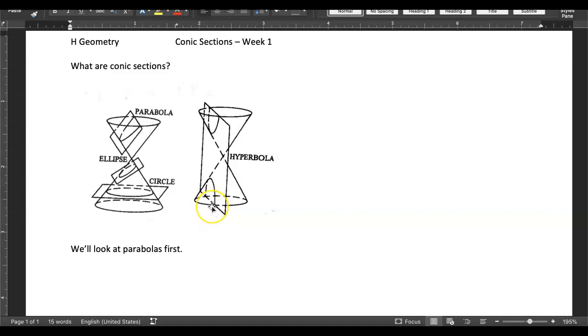And then the hyperbola is actually sort of two pieces. It's when you take a cross section of two cones that are stacked tip to tip. So the hyperbola is actually this curve combined with this curve. Both of those pieces make up the hyperbola. So the first one we're going to look at for this week is the parabola.